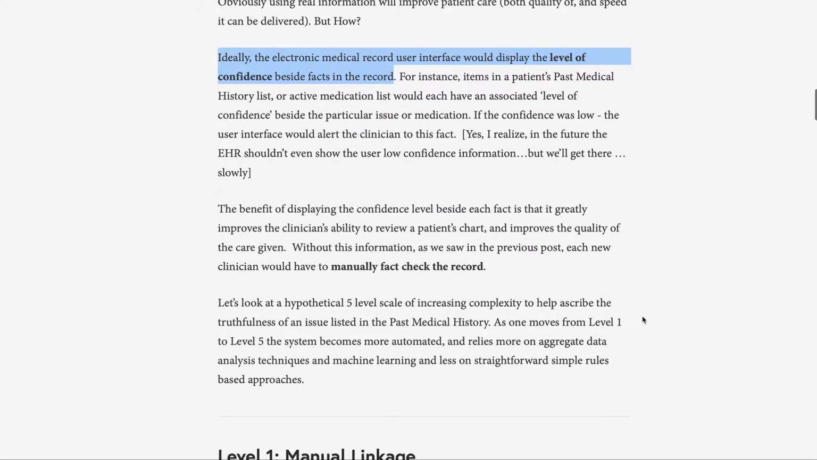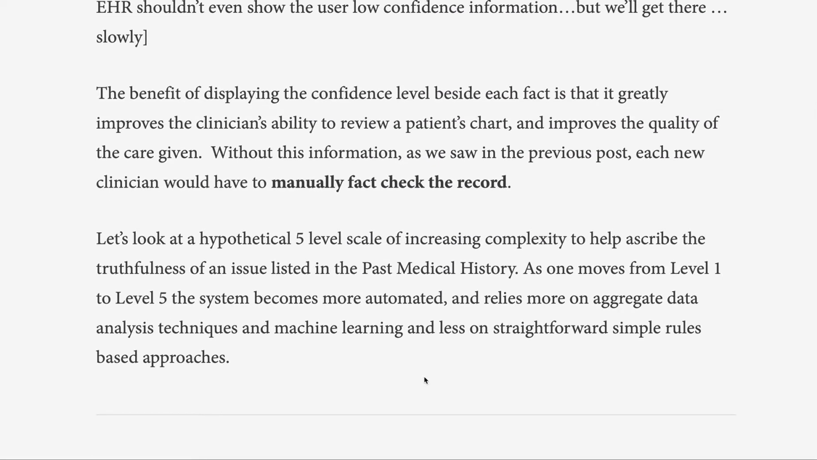I want to look now at a hypothetical 5-level scale of increasing complexity to help ascribe levels of truthfulness to issues in the past medical history. As you move from level 1 to level 5, the system becomes more automated, and it relies more on aggregate data analysis techniques and machine learning at the higher levels, whereas the very early levels rely on reasonably straightforward, simple rules-based approaches that I think could be implemented with little difficulty.